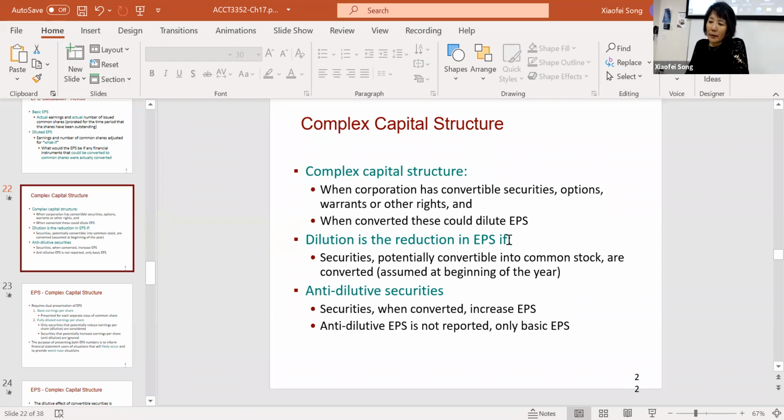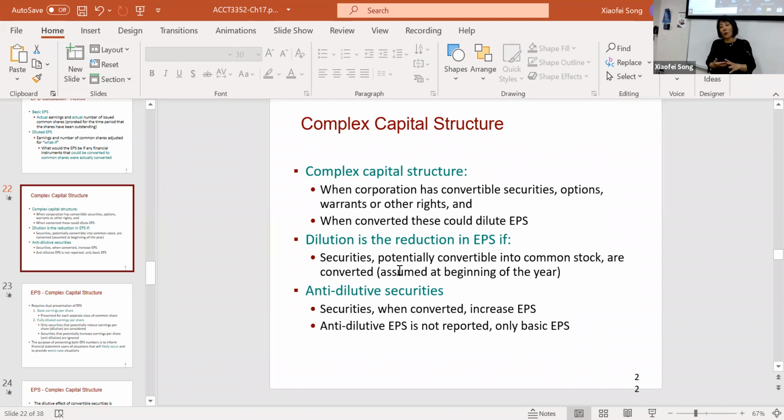Diluted earnings per share is calculated as if securities potentially convertible into common shares are converted. We use a what-if approach: if they were converted or exercised, how would the earnings available to common shareholders be affected, and how would the average number of shares outstanding be affected?